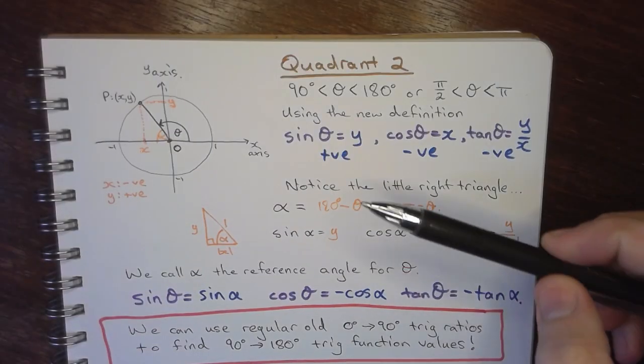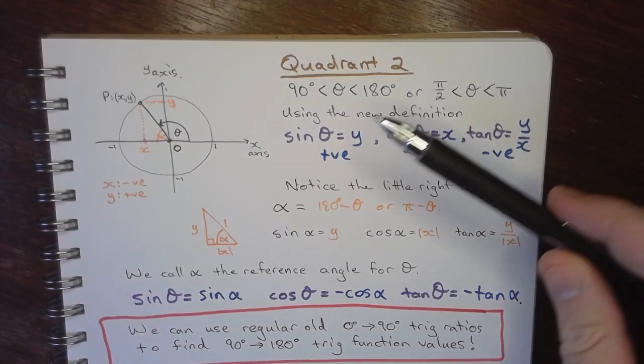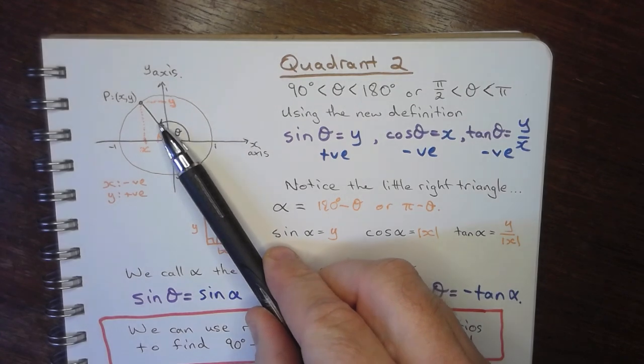Okay, so let's start off. We'll start off with some angles in quadrant 2. So we're going to now move into an angle that's bigger than 90 degrees.